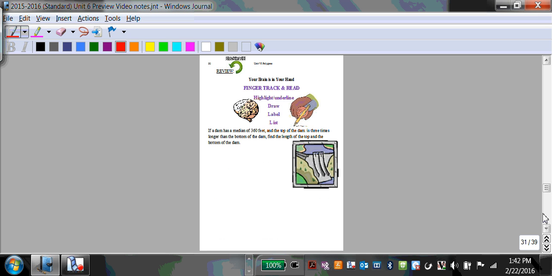We're going to do a quick review here. We're going to finger track and read this out loud. You're going to highlight, underline keywords. You're going to draw. You're going to label your drawing. You're going to list your given information. First off, the shape you're working with here, I'd like you to trace it.